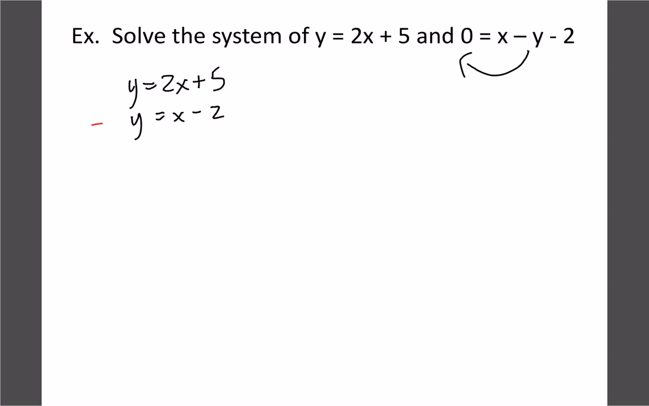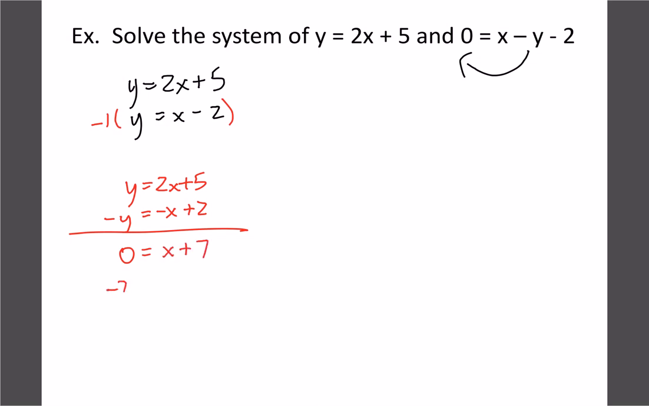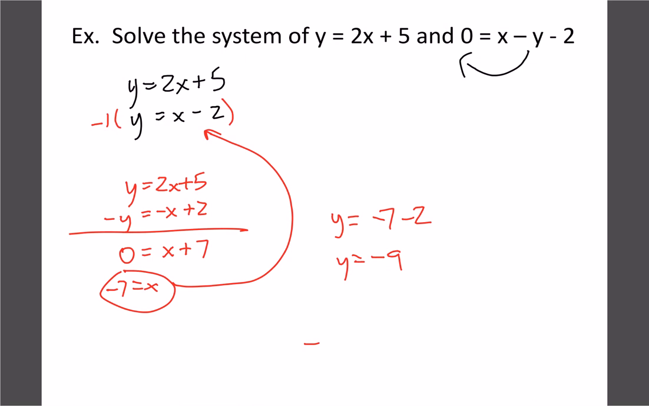So if we multiply the entire second equation by negative 1, that would give us 2x plus 5 for our first equation, and then minus y would be negative x plus 2 for the second. Now we can add these up, so we get 0 equals x plus 7, and bring the 7 over, so we have x equals negative 7. And then plug that into one of our originals, so we'd have negative 7 minus 2, so that gives us negative 9. So (negative 7, negative 9) is our correct solution to this system.